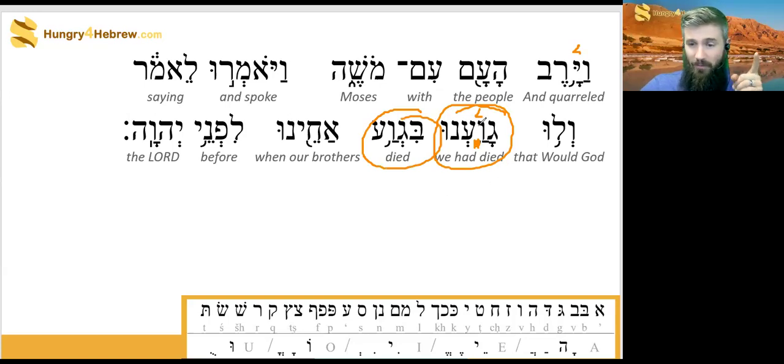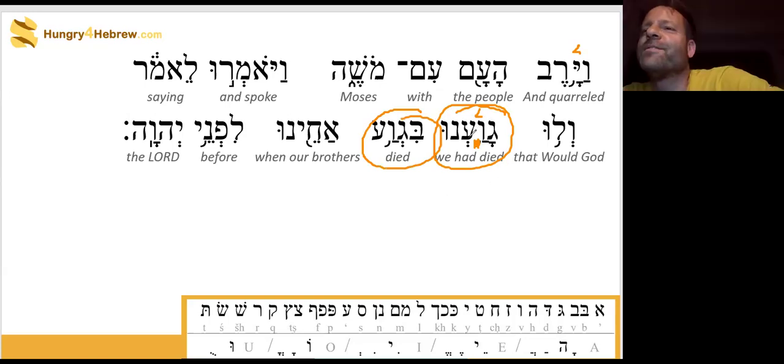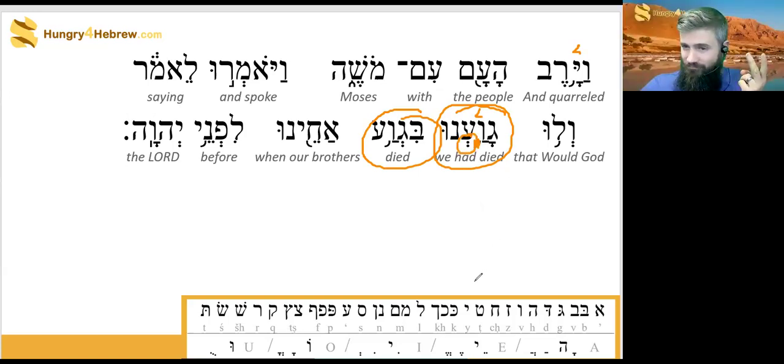Very good. Those are a little challenging for a couple of reasons, aren't they? First off, because the vav is consonantal. Secondly, because ayin has a shva. Usually we don't see gutturals with schwas.